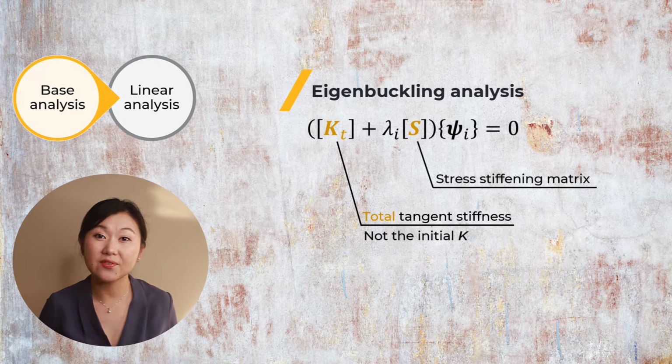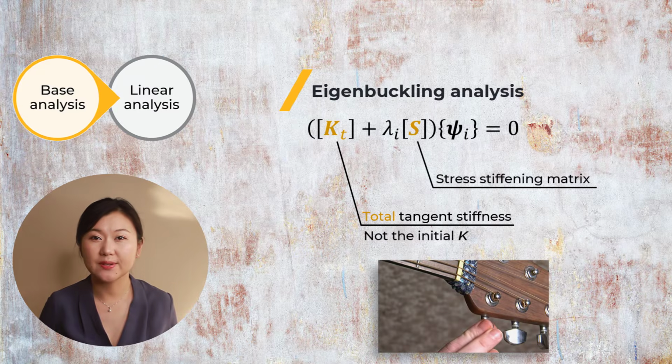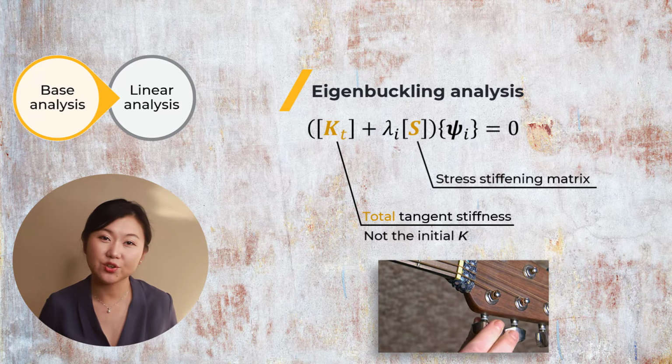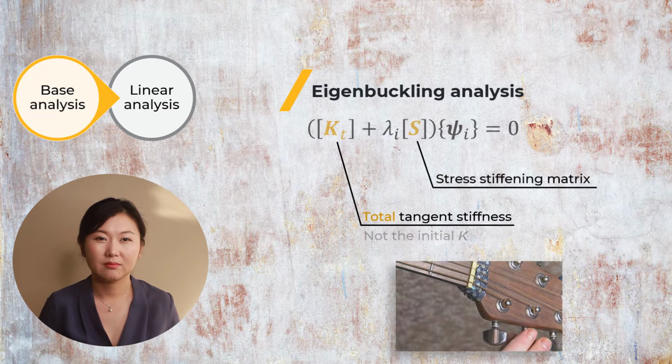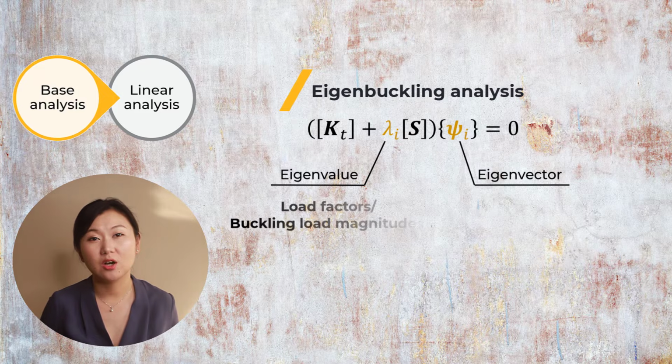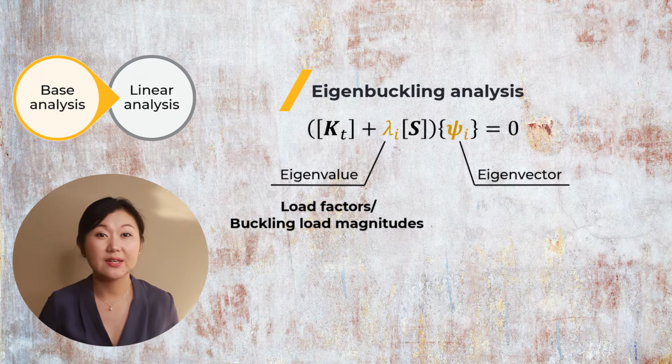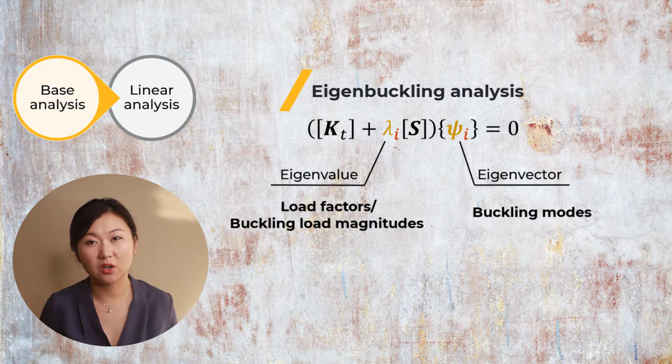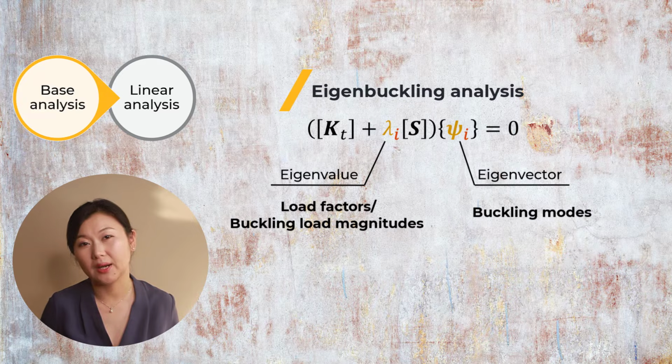Stress stiffening is the stiffening of a structure due to its stress state. For example, a guitar string is tightened in tension to increase its frequency or pitch. Now, coming back to the unknowns in this equation, which are eigenvalue lambda and eigenvector phi. Here, the solved lambda turns out to be the load factor or buckling load magnitudes, and phi is the corresponding buckling modes. As the subscript i indicates, there may be more than one way in which the structure may buckle under the given loads, and engineers are usually interested in the first few buckling modes of a structure.